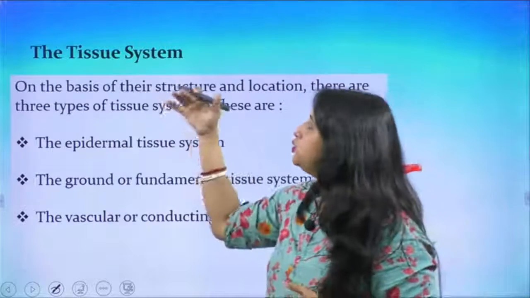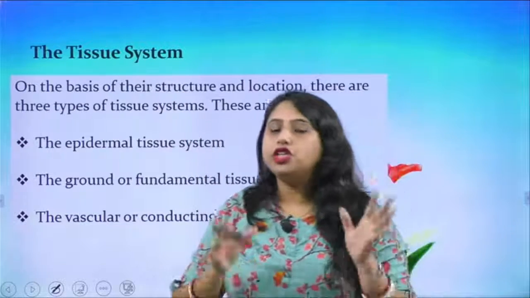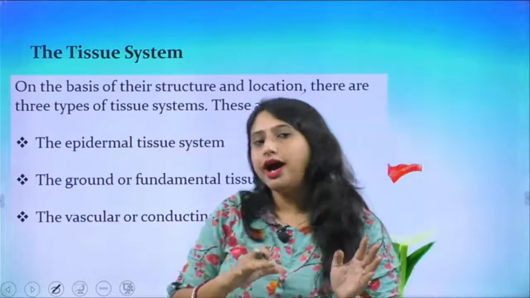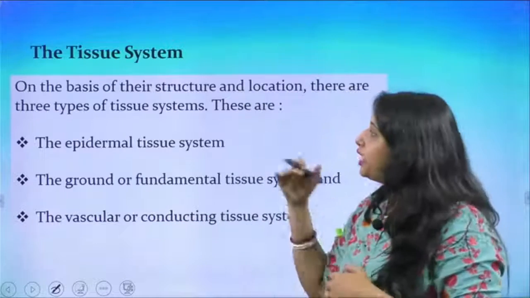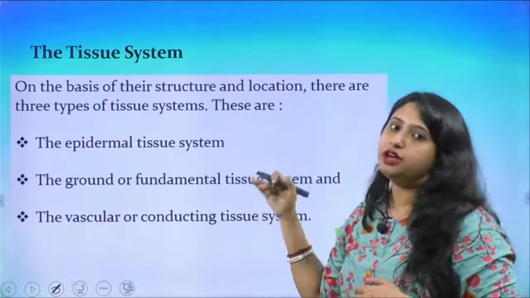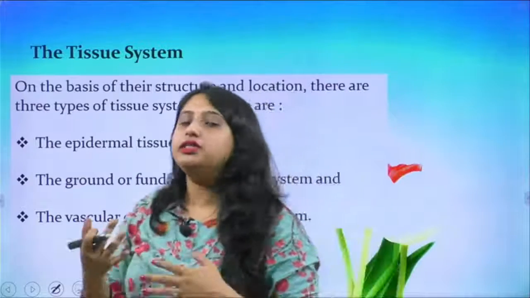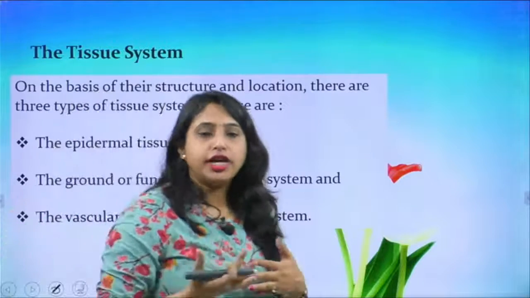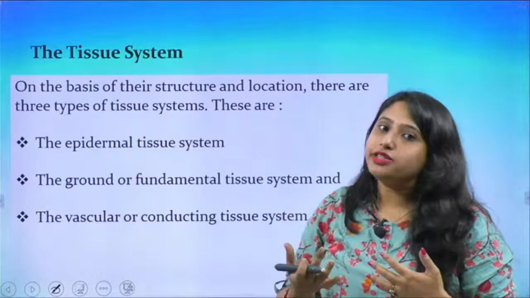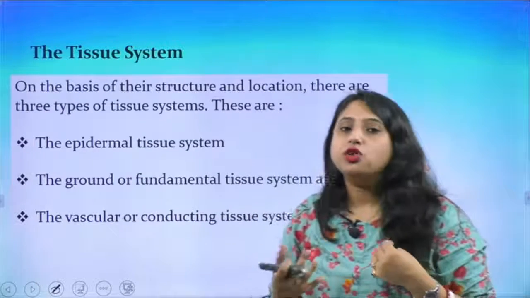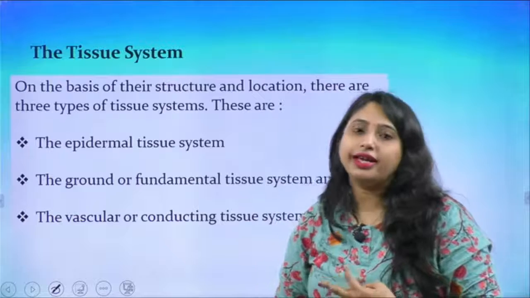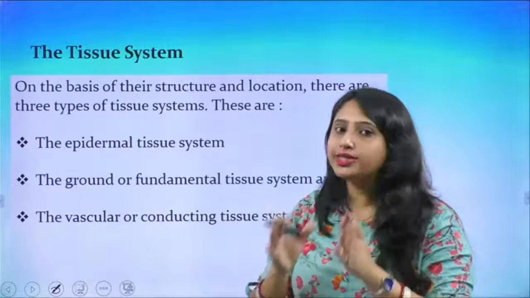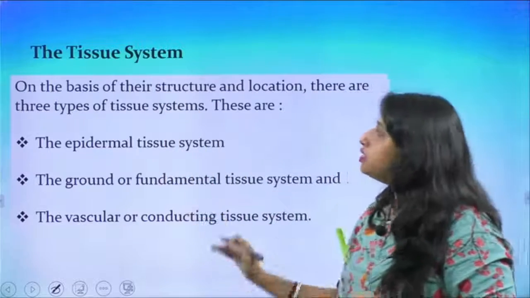Next, the tissue system. Till now we have learned about complex permanent tissue, all about the xylem and the phloem. Is that clear? So the next topic is the tissue system in plants. In plants, the tissue system is responsible for transportation and protection, and it is classified into three types: the epidermal tissue system, the ground tissue system, and the vascular tissue system.